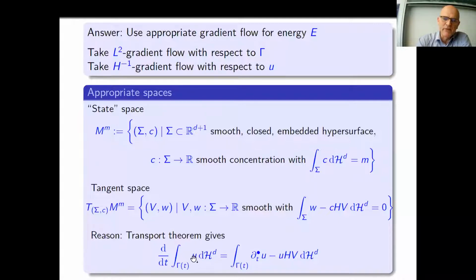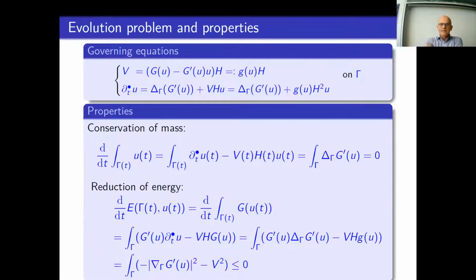If you take the time derivative of u on these evolving surfaces, you get the material derivative of u. You have to take a material derivative because you have to move a material point with the surface, and you get this quantity u times h times the velocity. And this is the reason why you see this constraint here, which is related to the fact that we fixed the mass. Okay, so what is the governing equation now?